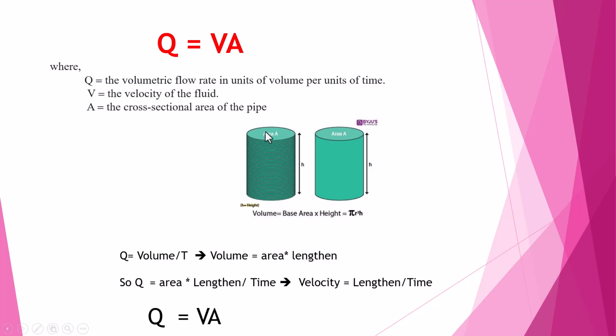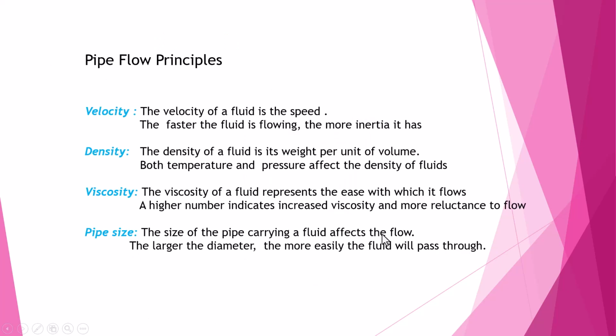This cylinder looks like a pipe. It's the pipe flow principle. The pipe flow principle has 4 parameters. One is the velocity. Second one is the density. Third one is viscosity. Last one is pipe size.